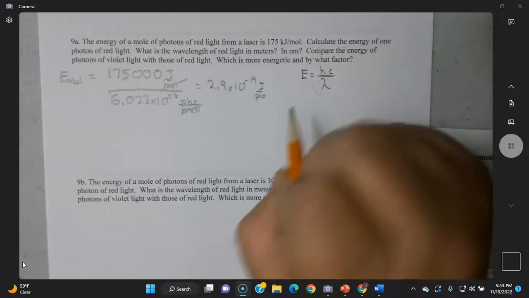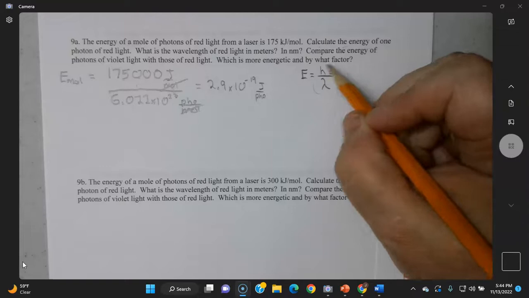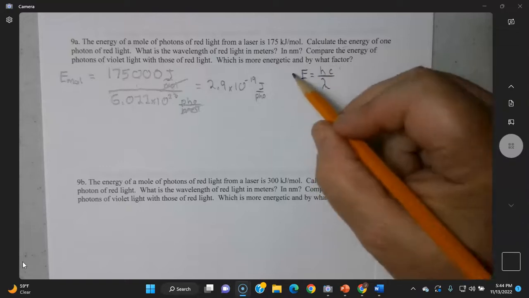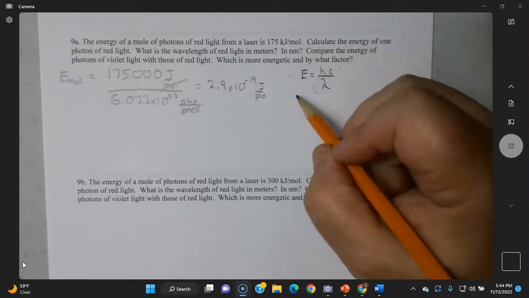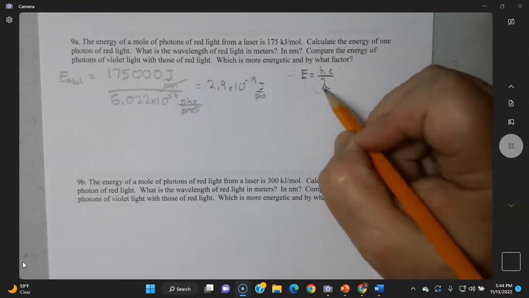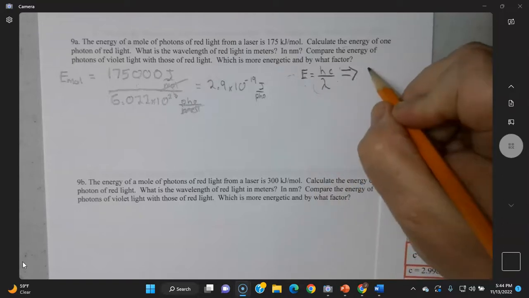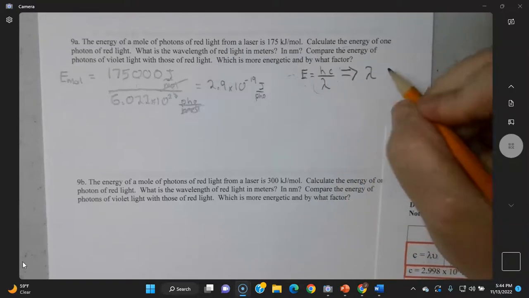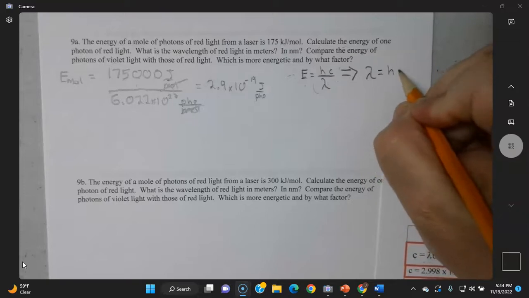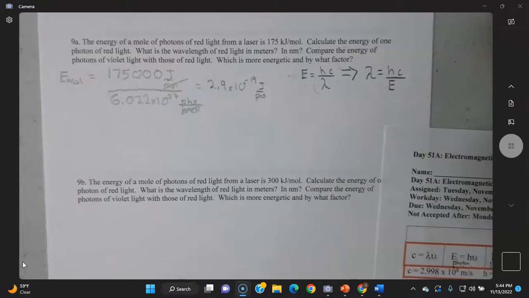And it wants to know this. So to do your algebra, I don't want to get bogged down in algebra. You multiply both sides by lambda. It cancels on the right. It ends up over on the left here. Then you divide both sides by energy, E, and you cancel this side. And what you're going to end up with is this. If you don't understand the algebra, come in and I will help you with that. All right? But I want to focus on the chemistry here. Okay? So that's what you would end up with.